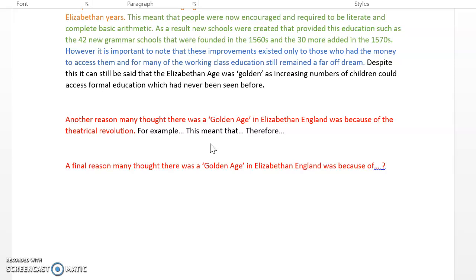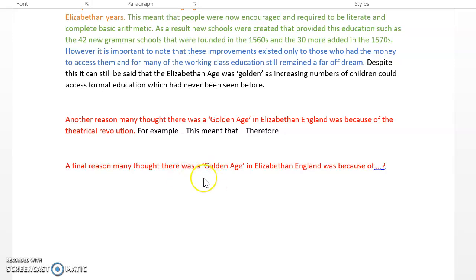New theatres were constructed, including Shakespeare's Globe Theatre. You've got the Rose Theatre, all these amazing new theatrical companies exploiting this theatrical revolution. So that is why you could call it a golden age for English theatre. Shakespeare is the notable example there.